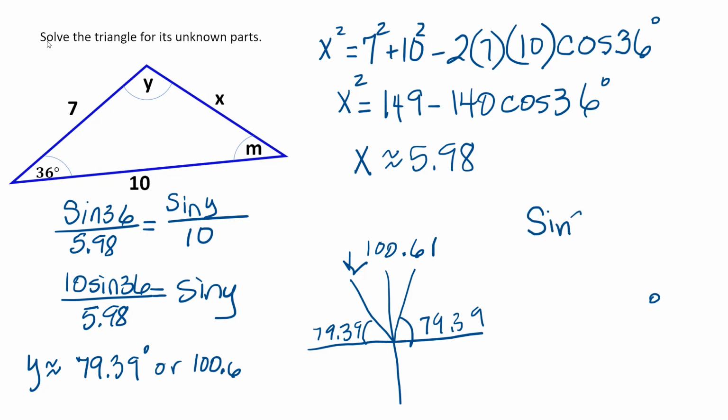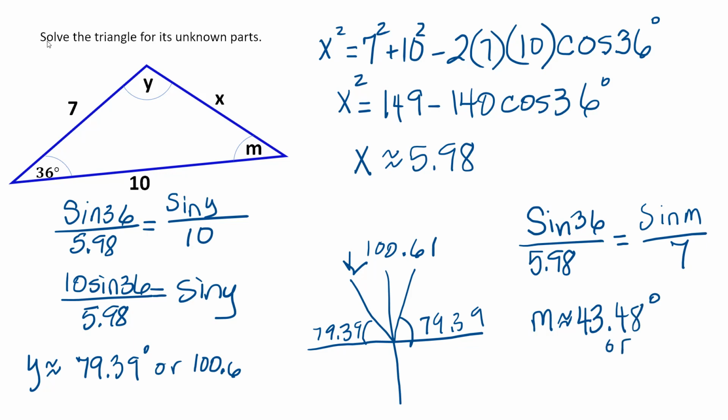All right, so we'll use the law of sines again. Sine 36 over 5.98 is sine m over 7. If we cross multiply and take the inverse sine, we get that m could be 43.48 degrees, or again, we have to look at the other possibility that it could be 180 minus that, which is 136.52. And really, if you look at the picture, you can absolutely tell that m is acute. There's no question about it.